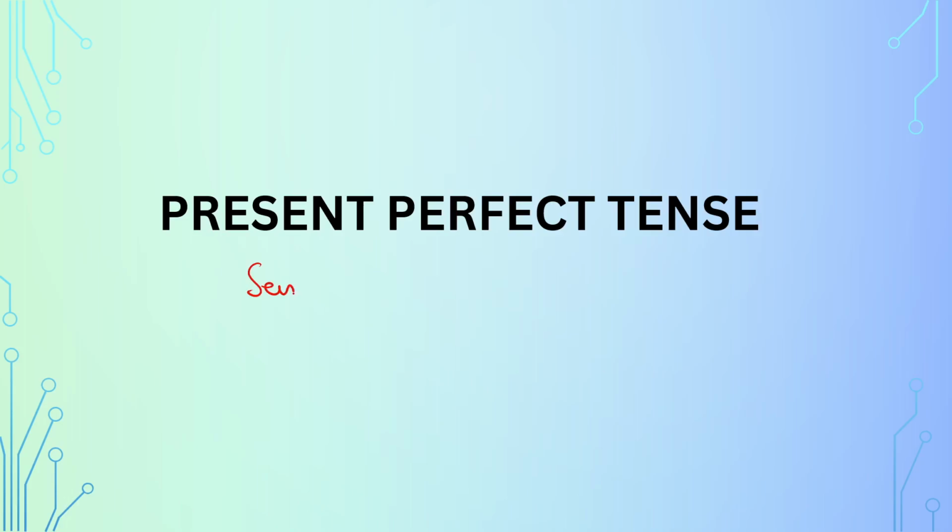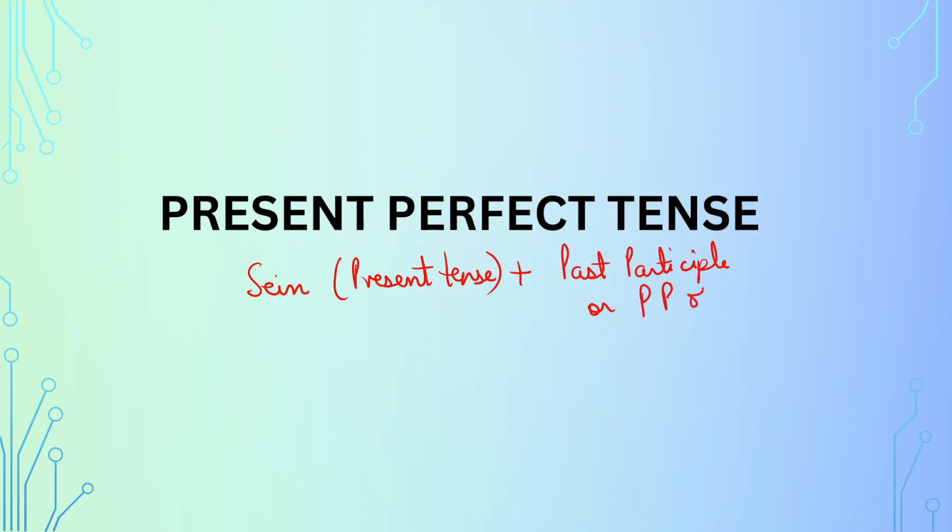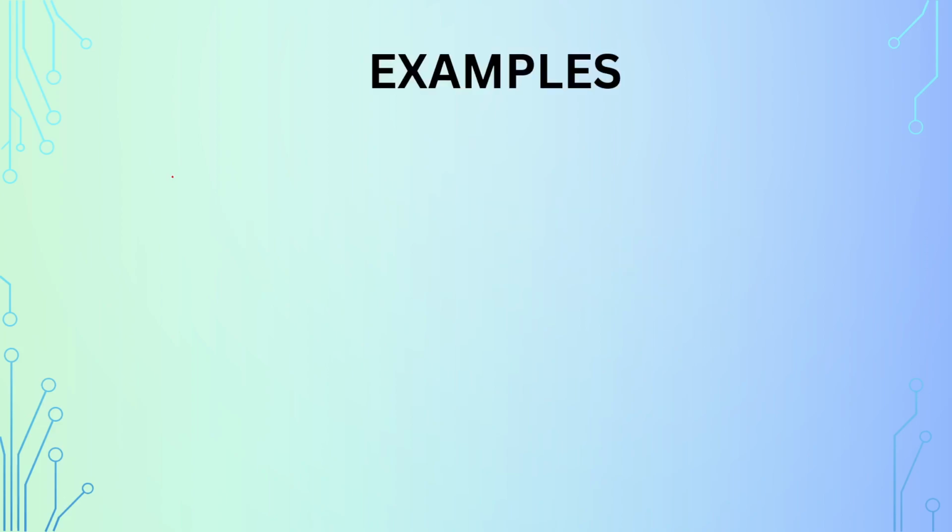By combining sein in the present tense form with the past participle or the past perfect form of the main verb. We'll understand with examples.